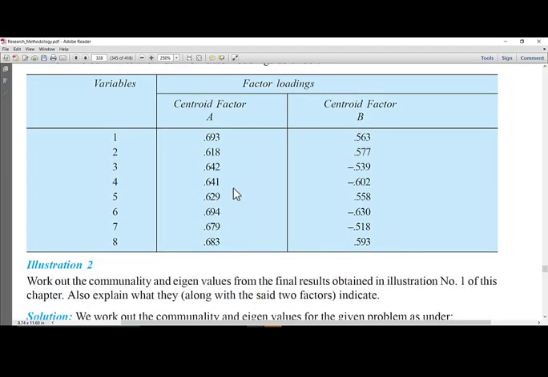And here what you can understand: the first variable's relationship with the centroid factor B is 0.563. Second variable's relation with the centroid factor B is 0.577. And here you can see that it is a negative relation, minus 0.539. Third variable's negative relation with the centroid factor B is calculated here. And similarly the fourth one is having negative relation, and similarly 6th and 7th.